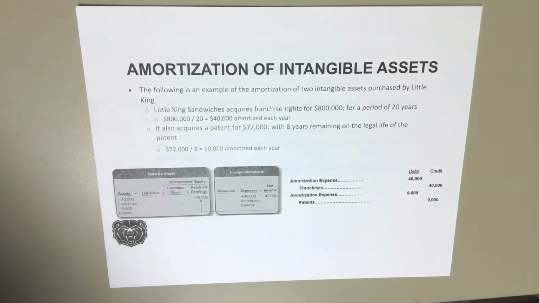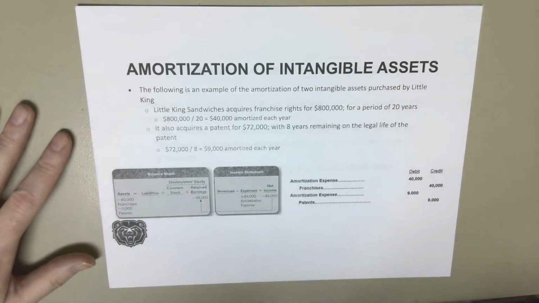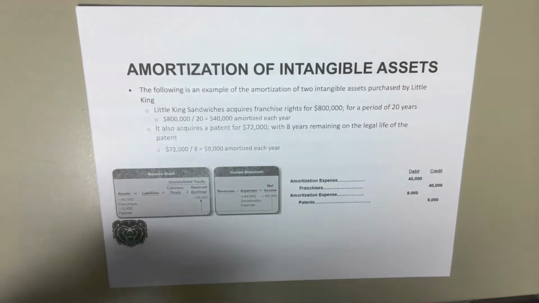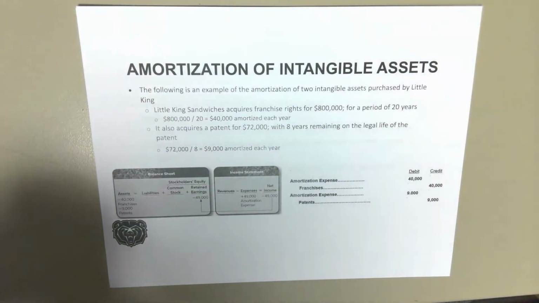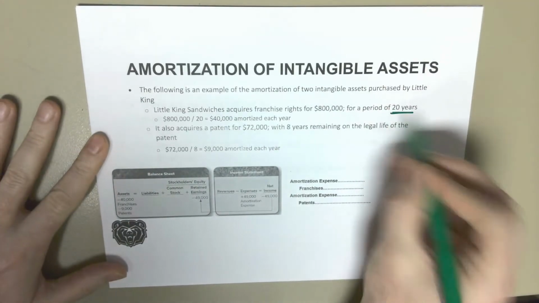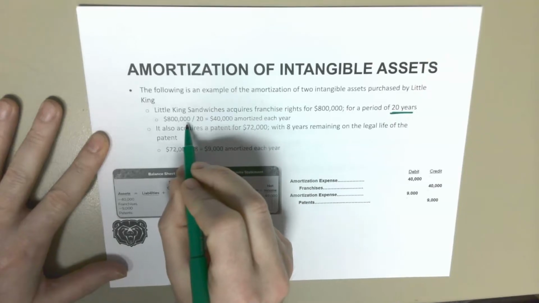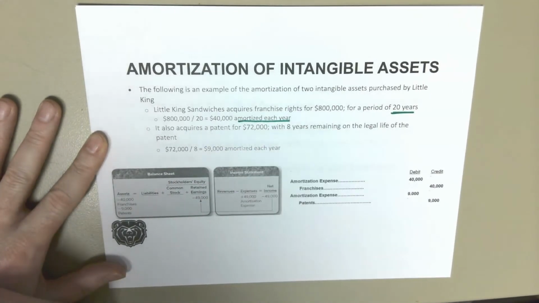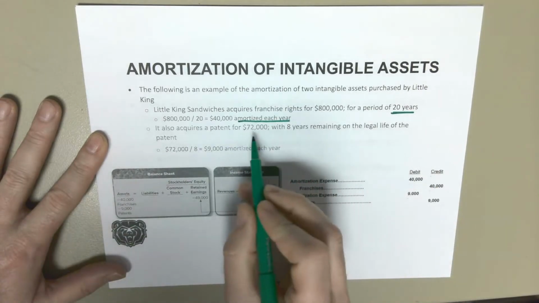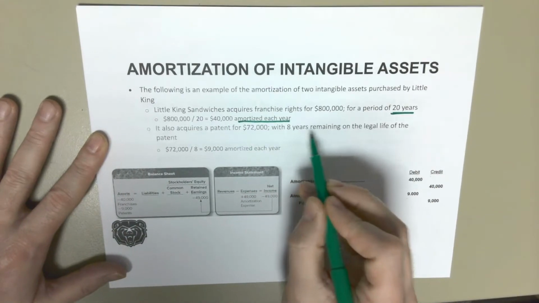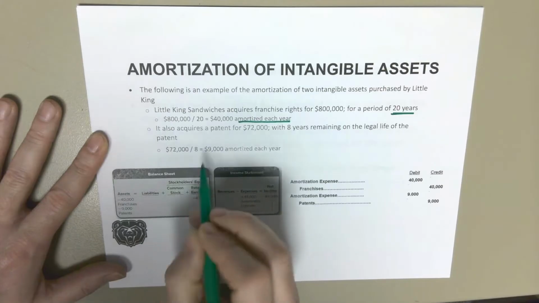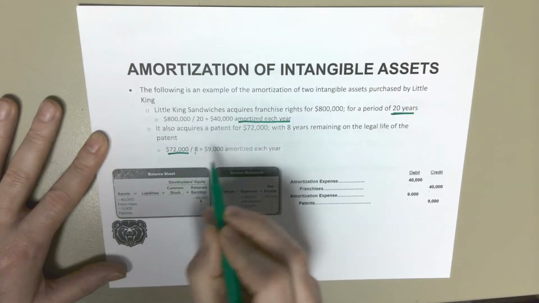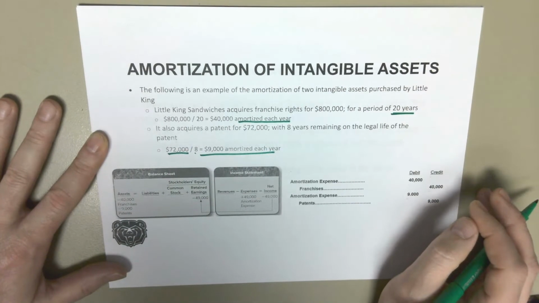Okay, so here is an example of the amortization of an intangible asset. So let's just say that Little King Sandwiches acquires the franchise rights for $800,000 for a period of 20 years. So we would just take that $800,000 divided by 20, and that's $40,000 amortized each year. And then it also acquires a patent for $72,000 with 8 years remaining on the legal life of the patent. So that 72 divided by 8 is going to be 9,000 amortized each year.